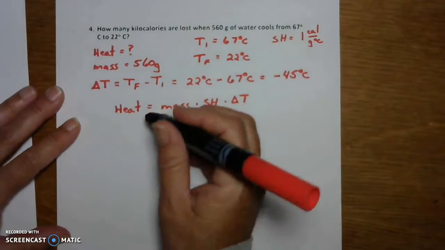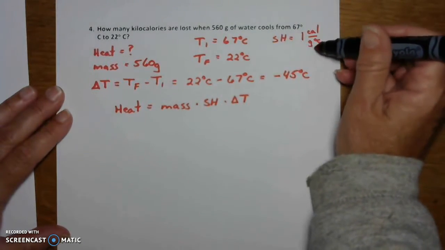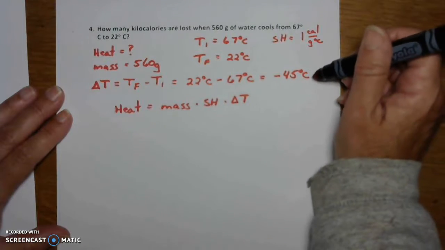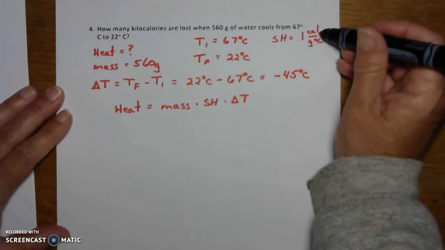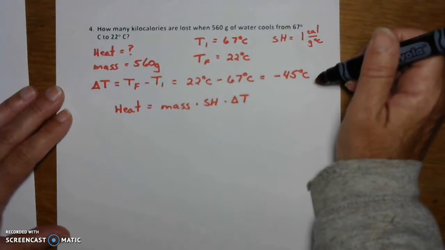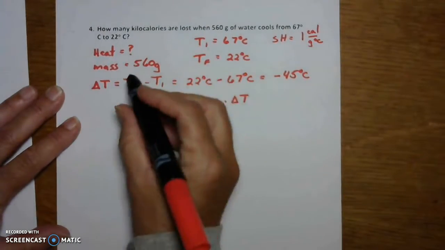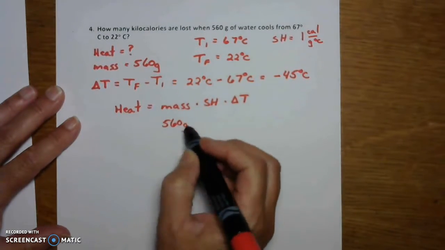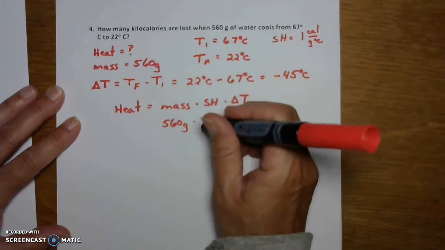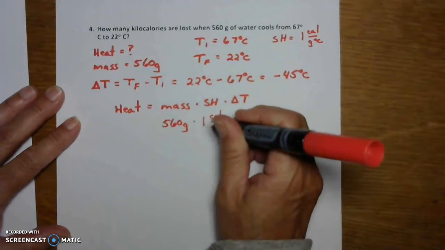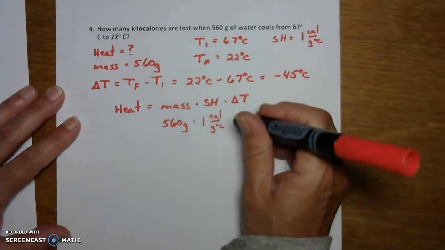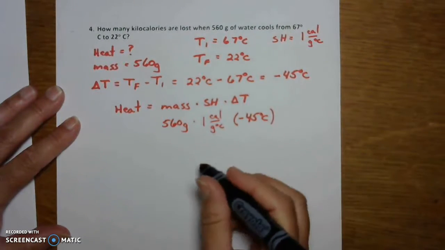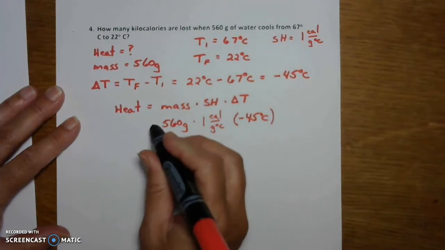Okay. You could have also used the specific heat that we used from the previous problem, and then at the end converted from calories to joules. Well, the mass here is, we're filling in the problem now, 560 grams. The specific heat we said was 1 calorie per gram degree C, and the change in temperature, a negative number, negative 45 degrees Celsius. Okay, so we multiply these numbers together.